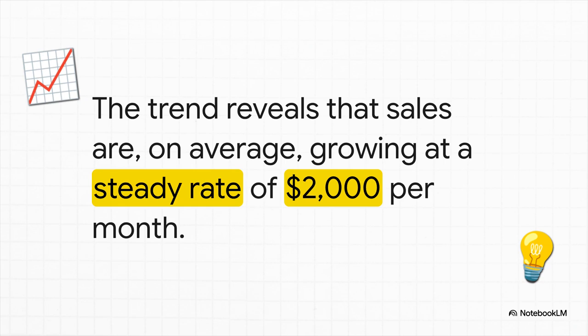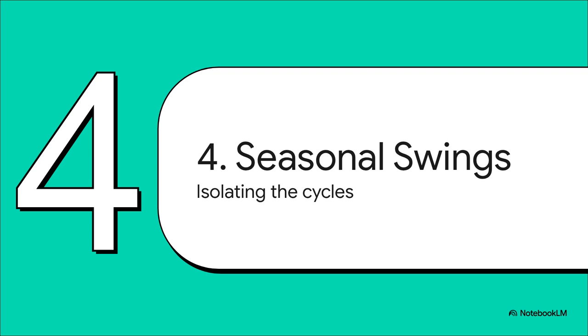And this is what's so cool about it. When you do this for the whole year, a really clear pattern emerges. In our example here, you can see that each new moving average is exactly $2,000 higher than the one before it. So now we know the underlying trend is a steady growth. Okay, so we found the tide. Now, let's move on to the next piece of the puzzle.